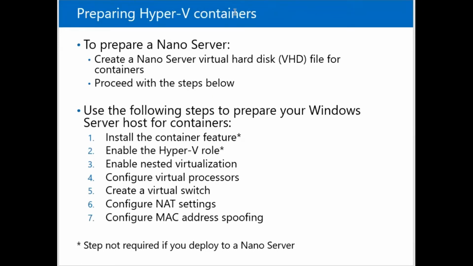And this is for Hyper-V containers. That means if you have a virtual machine and on top of that you want to create these containers, then we need Nano Server. So create a Nano Server virtual hard disk file for containers. Proceed with the following steps: install container features, enable the Hyper-V role, enable nested virtualization, and configure virtual processors, virtual switch, NAT settings, and MAC address spoofing. So all these things are required.